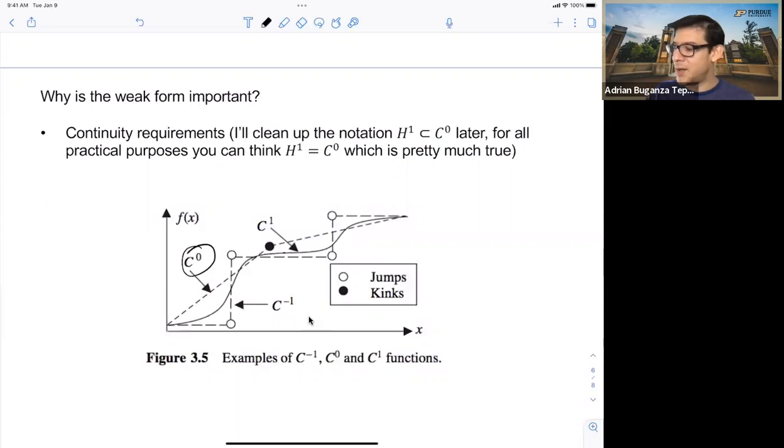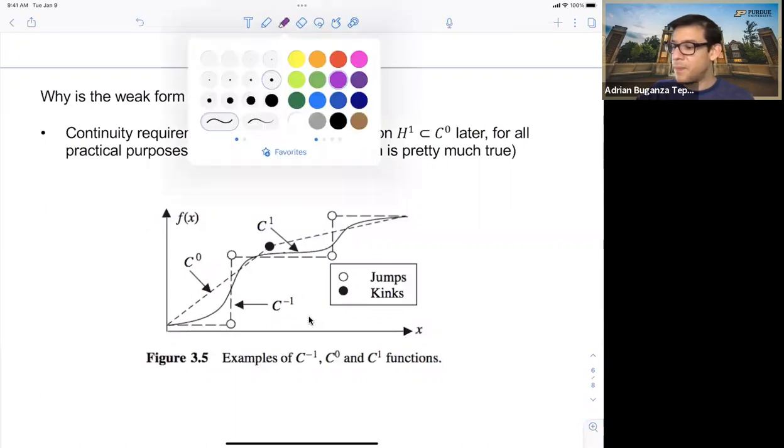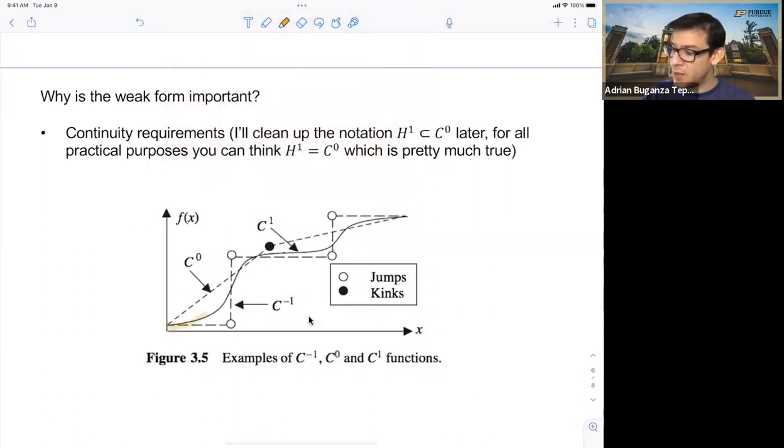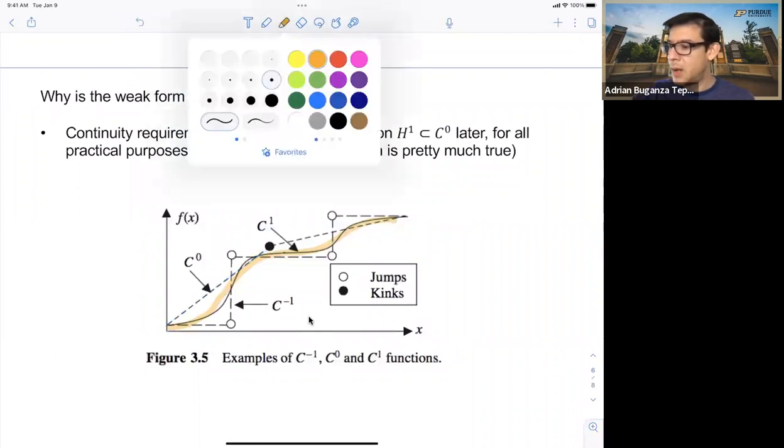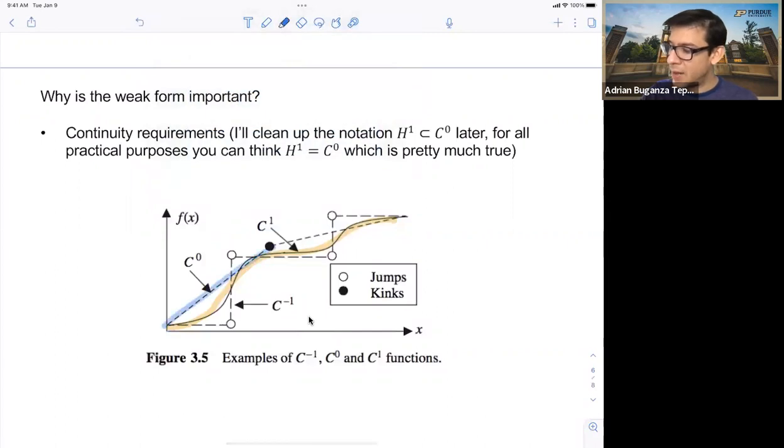You can see here, there are three types of functions shown. There is this C1 function, which I'm highlighting in orange now, that's a smooth function. You can take a derivative of that and the derivative will still be continuous. Then C0 functions, which I'm going to highlight in blue, are the easiest ones to interpolate. So C0 functions are like this.